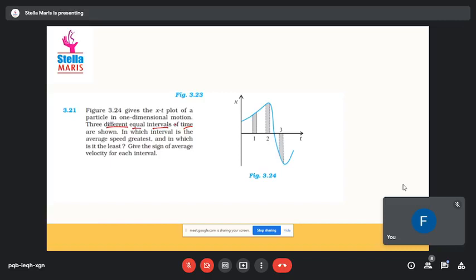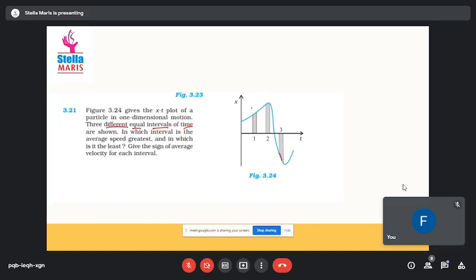Okay, three different equal intervals of time are shown. In which interval is the average speed greatest? So this is one interval. They are given three equal intervals. This is an interval, and this is an interval, and this is an interval. Nothing but a time.